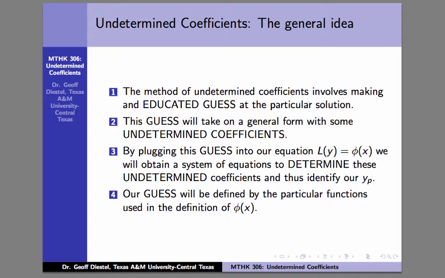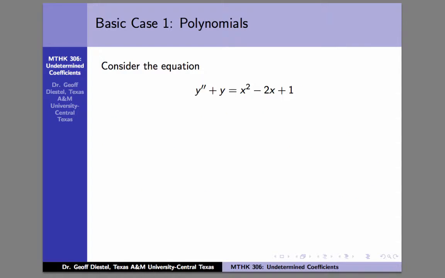In this video, we're going to go through one of what I call the basic cases. There are three basic cases. After that, things can get arbitrarily more complicated, but you can basically get everything from understanding the basic cases. So let's consider the polynomial case. We have a second order linear equation, and our phi of x is a second degree polynomial.